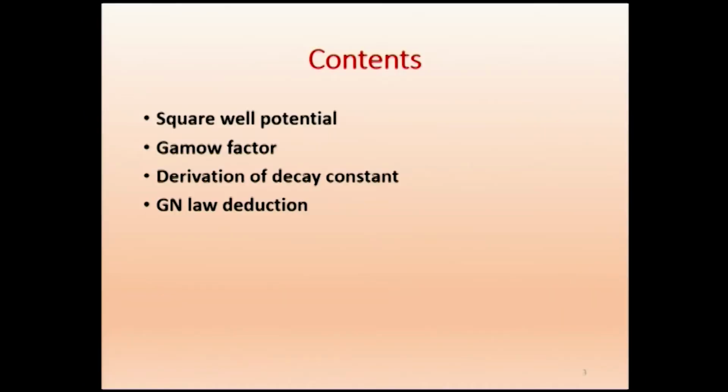So, let us continue with nuclear and particle physics. We have been discussing the Gamow theory of alpha decay, and today we will be continuing with the equations for obtaining the Gamow factor. We will recall the square well potential and derive the Gamow factor, and also derive an expression for the decay constant. Finally, we will show that Gamow's theory is able to give a theoretical explanation for the experimental Geiger-Nuttall law.